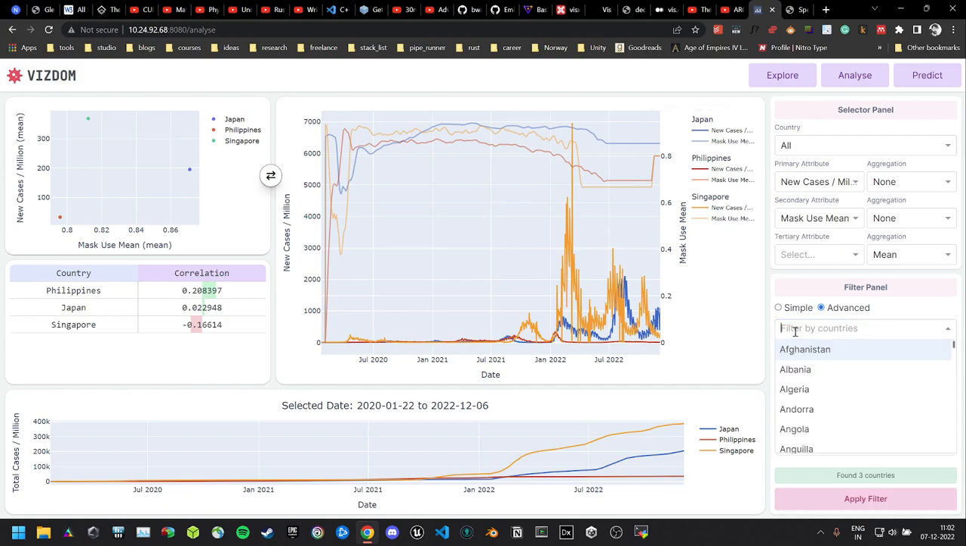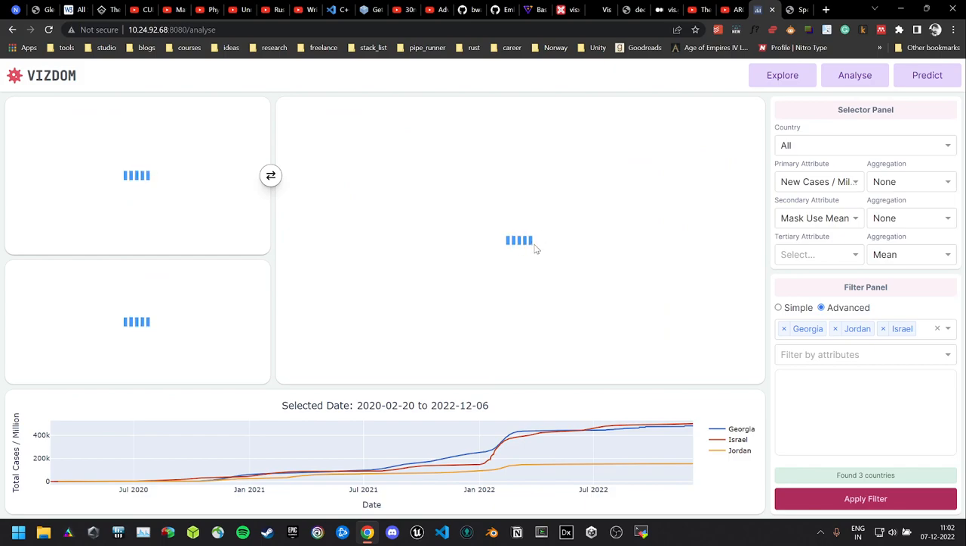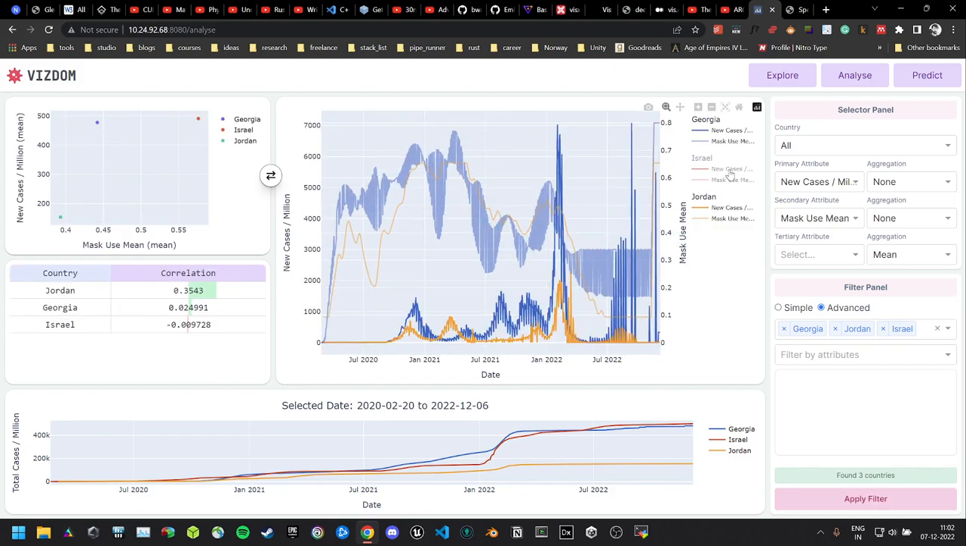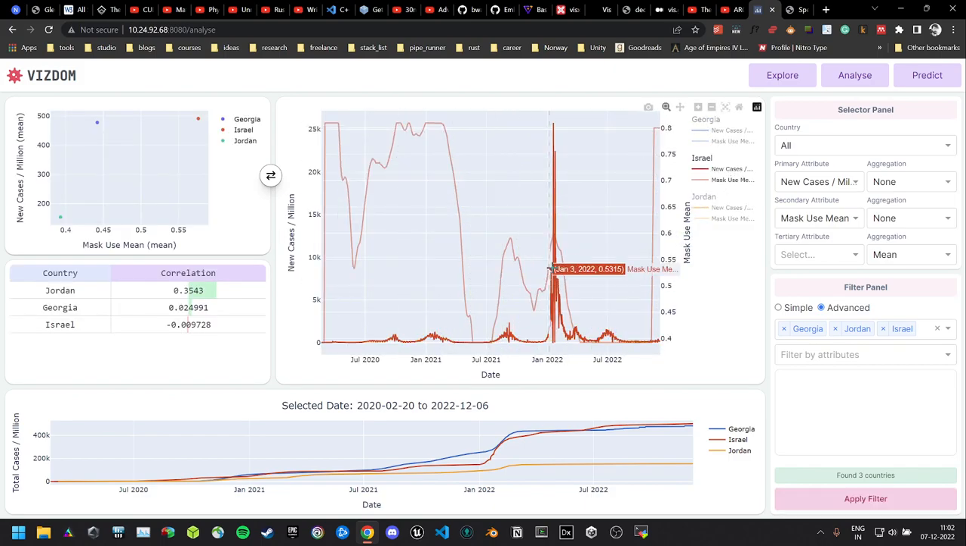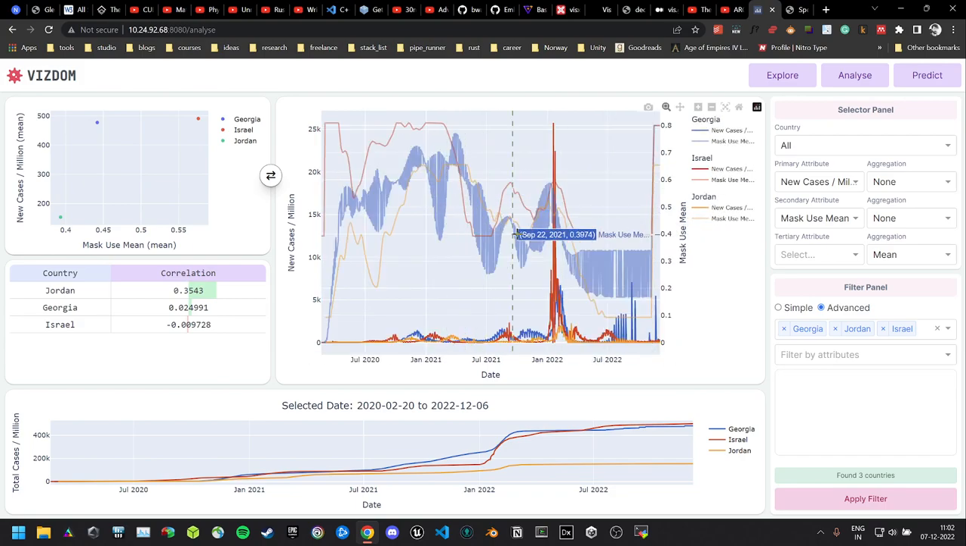Now, if we look at the second study group that we created, it was Georgia, Jordan, and Israel. You will notice that these guys end up having a reactive approach as well. So for example, Israel here has a reactive approach. Jordan here has a reactive approach.